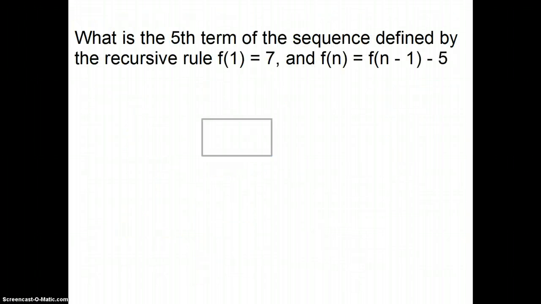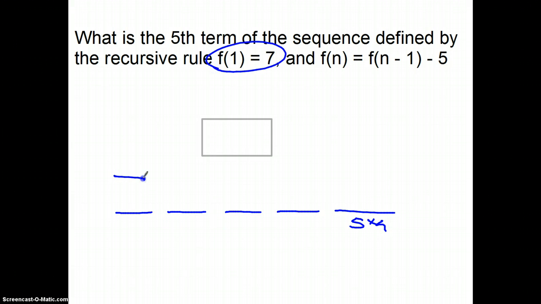What is the fifth term of the sequence defined by the recursive rule? F of 1 is 7, f of n equals f(n) minus 1, take away 5. So what this is saying is you want the fifth number, and f1 is 7. That means your first number is 7.